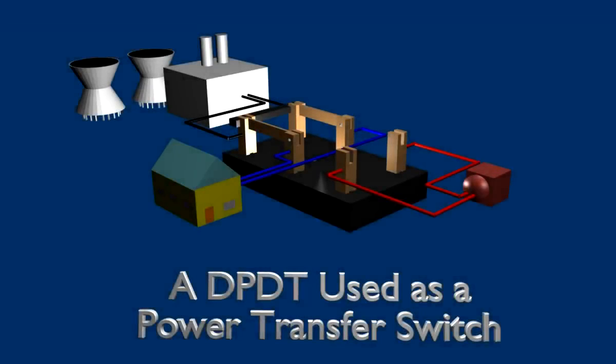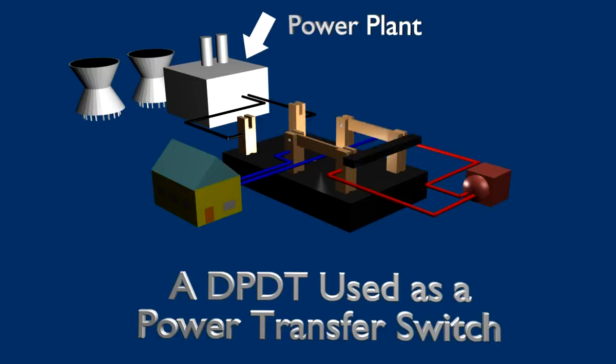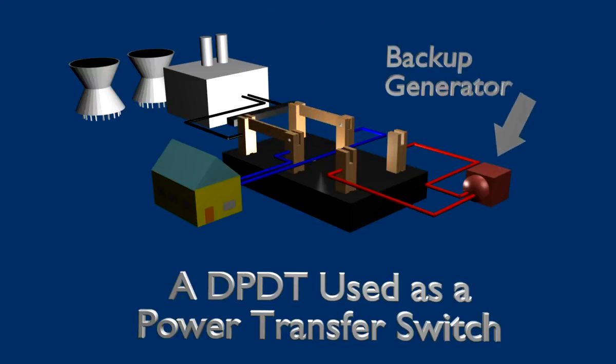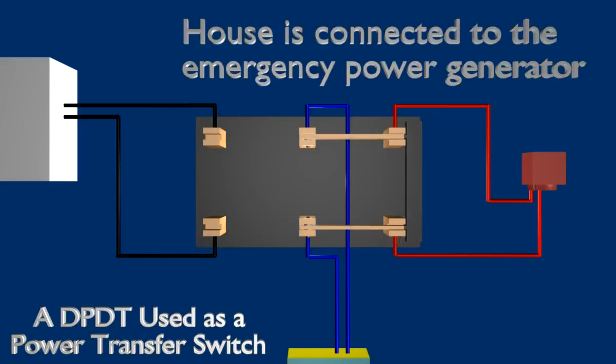Here we have a double pole double throw switch being used as a power transfer switch. Here's the house, which is connected to the middle of the double pole double throw. Here's the power plant connected to one end, and over here on the other end is the backup generator. This house is currently connected to the utility power. As you can see, the poles are switched over to the left, which is what is allowing power to be fed from the power company to the house. Now it is switched over to the generator. Now you see that power is fed from the generator straight through to the house.